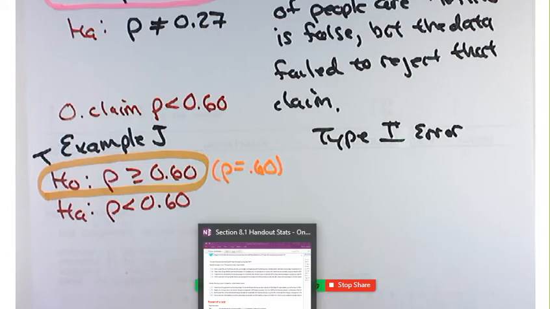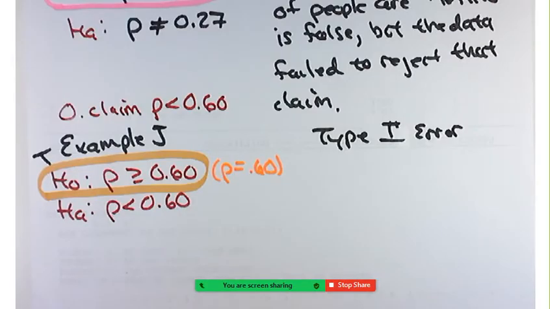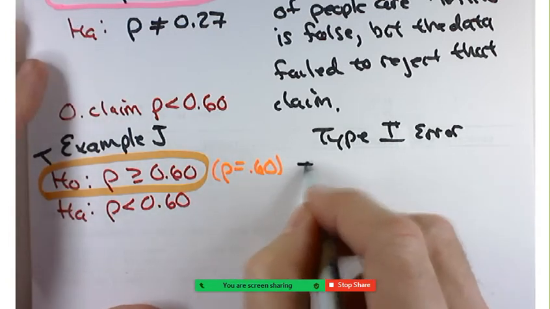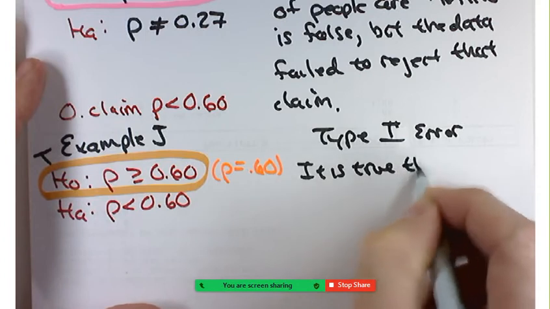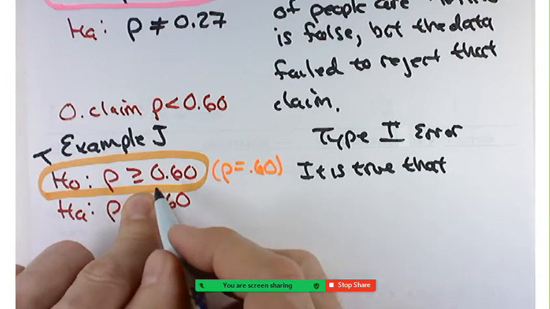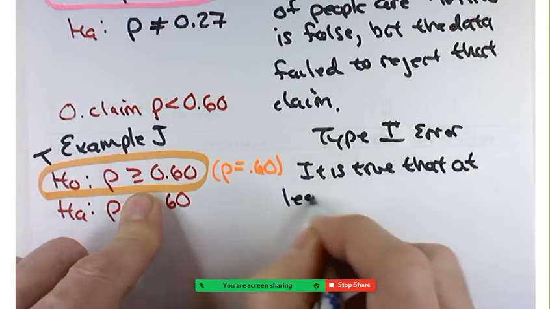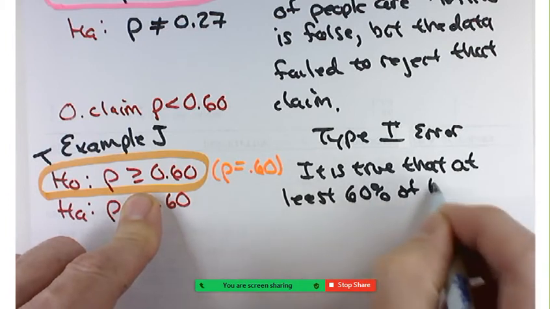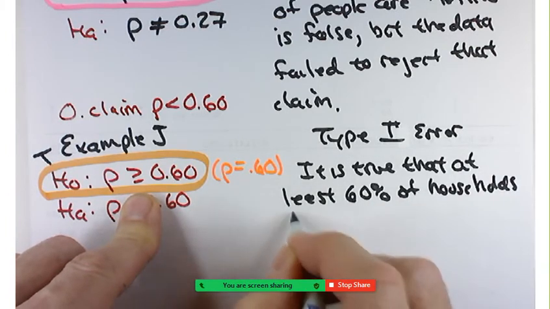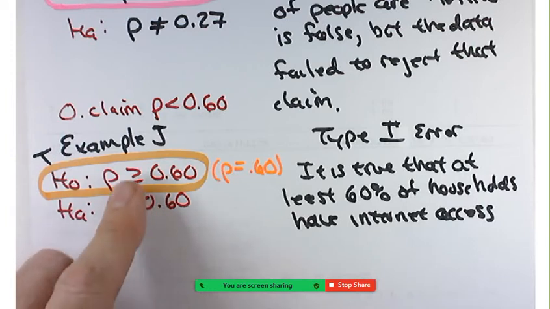So let's look back and see what exactly that 60% referred to again. It's a percentage of households that have internet access. So I'll start out kind of like I did with the last one. It is true that, and I'm just going to describe this in words, at least 60% of households have internet access. So that's what's true about H naught.